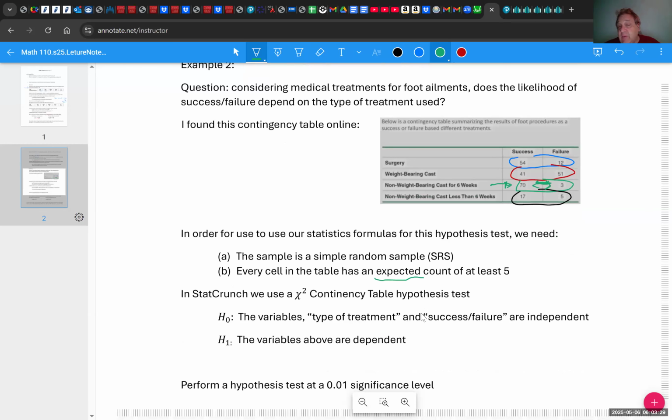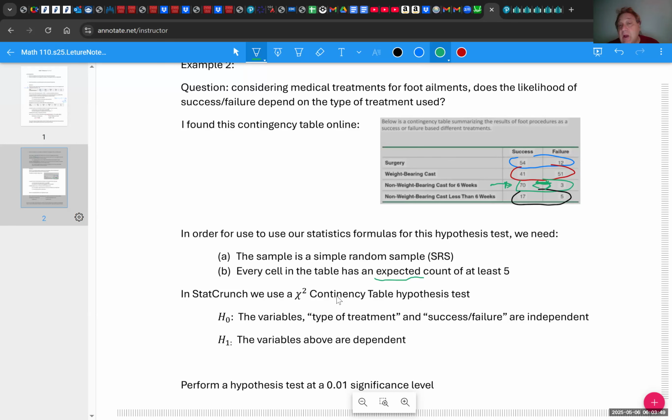We're going to use our chi-squared test again. This is a contingency table, so we're not doing goodness of fit. Goodness of fit was our first page, and that was to see if the frequencies are as expected. Here, we're trying to see if there's independence. It's a different type of chi-squared hypothesis test. So I'll show you where that is in StatCrunch.